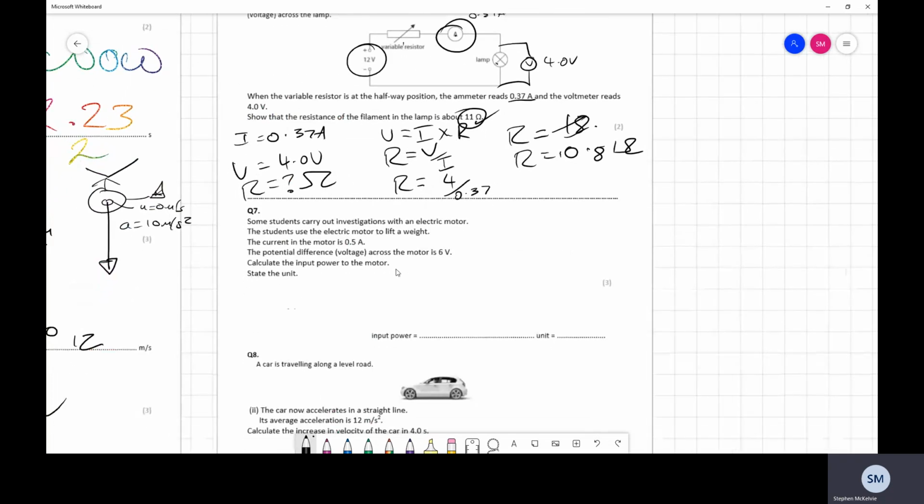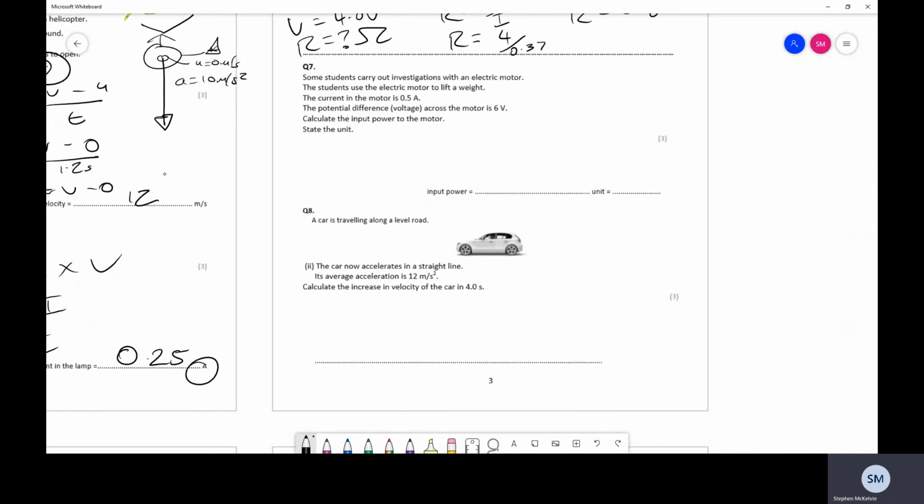Some students carry out investigations with an electric motor. The student uses the electric motor to lift a weight, so there's going to be some kind of a power thing going on here. The current in the motor is 0.5 amps. I is equal to 0.5 amps. The potential difference across the motor is 6 volts. Voltage equals 6 volts. Calculate the input power of the motor.